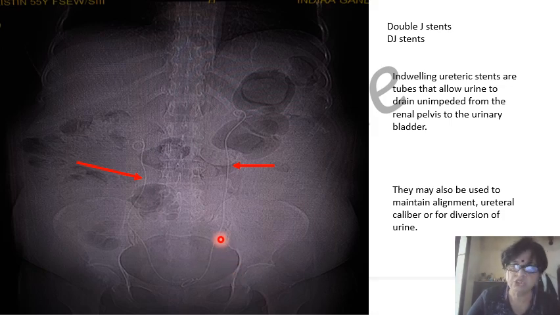Now, what can it be used for? Number one, it can be used if there is a block somewhere; you can negotiate it by the side of the block. Number two, it can be used for urinary diversion. And number three, in case you have done a surgery on the ureter, you can put the stent across. One, it will act like a template for healing. And two, the urinary stream will keep flowing. And for any other obstruction outside, you can put a stent and keep the passage patent.